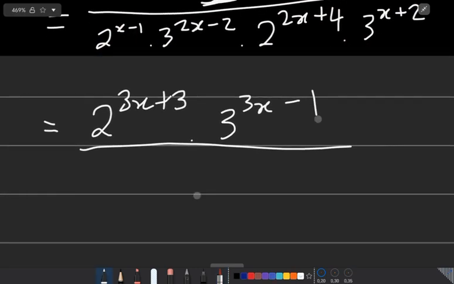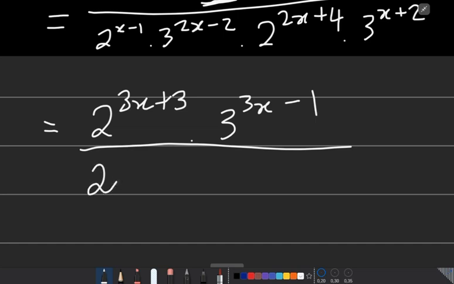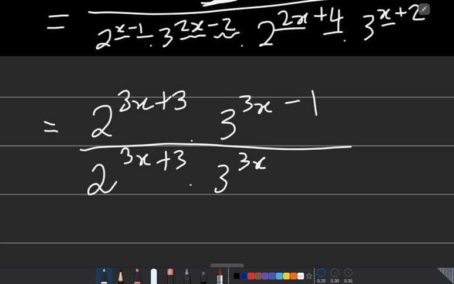Okay, so here we have 2 to the power of x minus 1. So we would bring back the base of 2. It's x plus 2x, it's 3x. It's minus 1 and 4, that's plus 3. Times this here, it's going to be 2x and x, it's 3 to the 3x. Then we have minus 2 plus 2, that's 0.